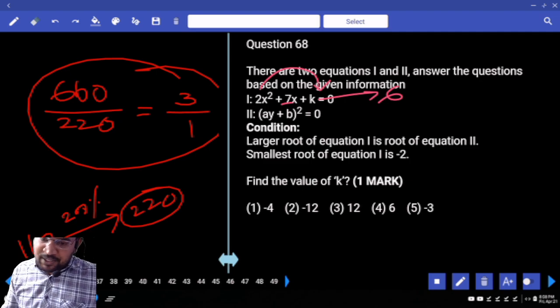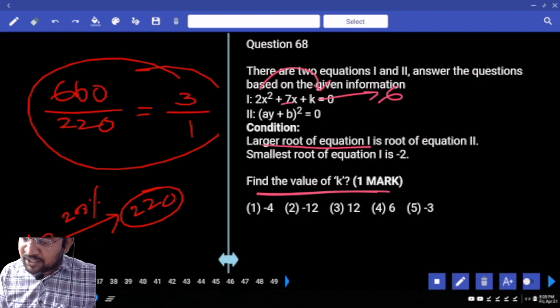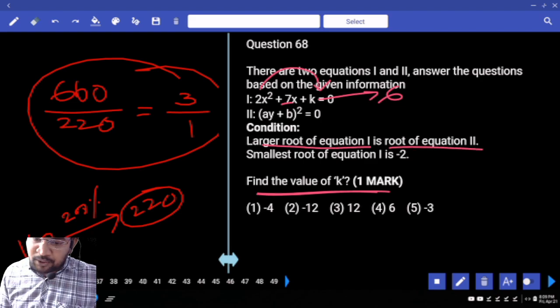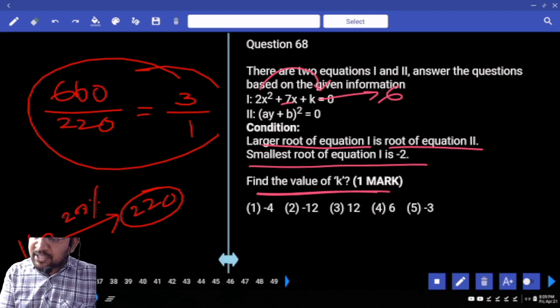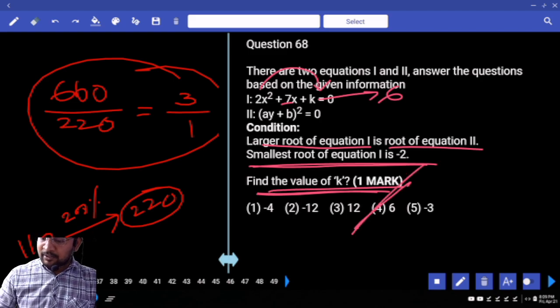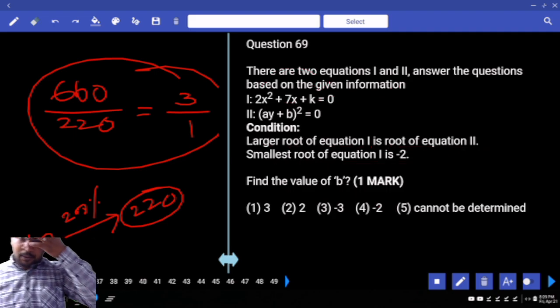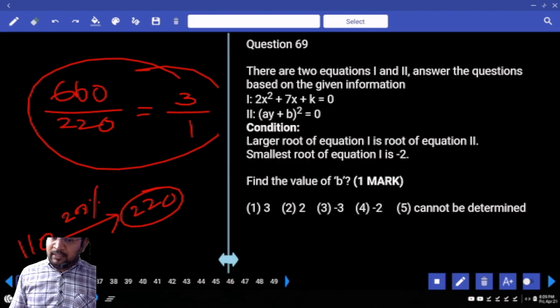Next, see the first question. Find the value of k, and a condition is also given. The larger root of equation 1 is a root of equation 2 and the smallest root of the equation is minus 2. All of it clear? Smallest root is minus 2 only. So the k value is how much? 6. Next question. Yes, the k value we got is 6.